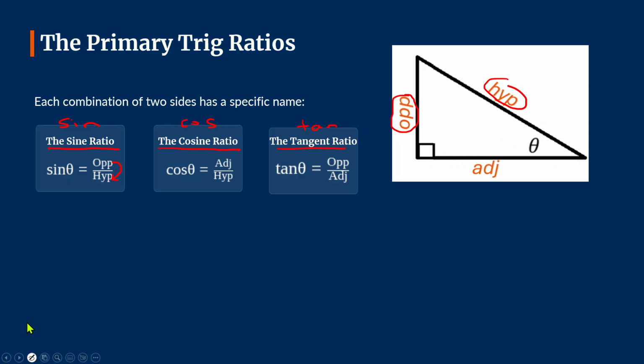And then we have the cosine ratio, which is adjacent over hypotenuse. And of course, tan is the ratio opposite over adjacent. So you need to know those trig ratios. Those form the basis of trigonometry.